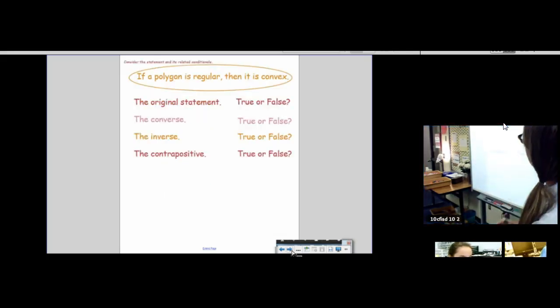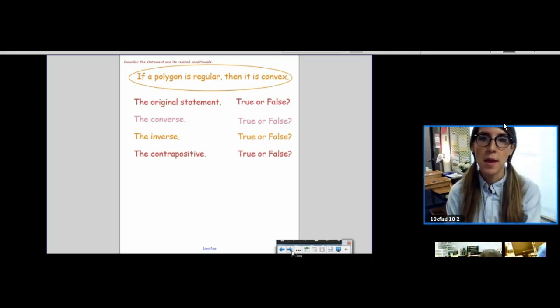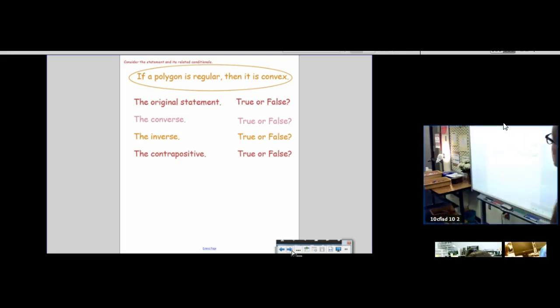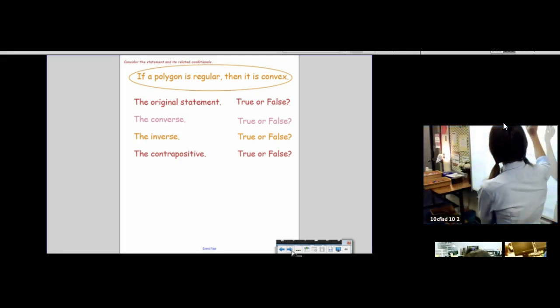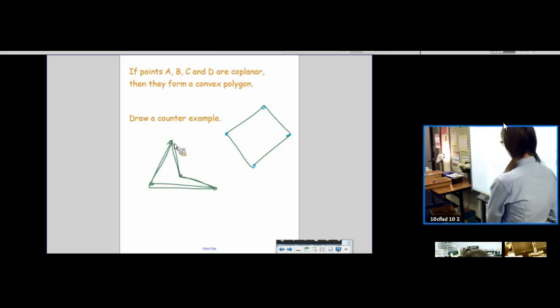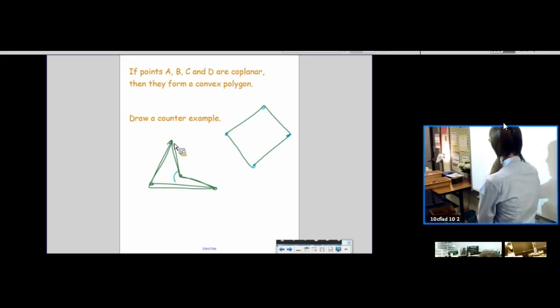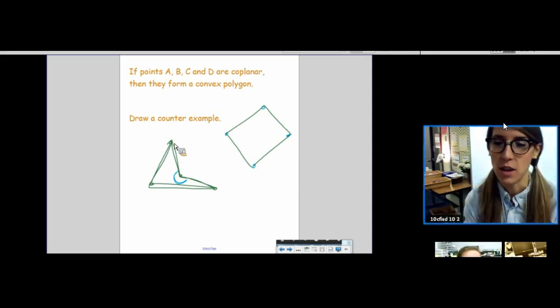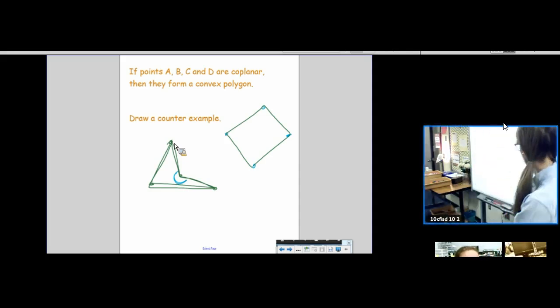Last problem. If a polygon is regular, remember that means all sides congruent, all angles congruent, then it is convex. Is that true or false? This one is kind of a hard one. If it is regular, it has to be convex. It has to be. You can't have a regular polygon that looks like this because all the angles need to be congruent. Well, this angle is like a reflex angle. That one's greater than 180, and we don't even study those angles. So to be regular, it has to be convex.